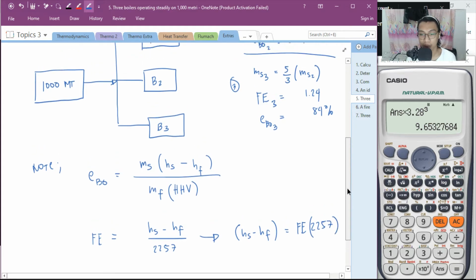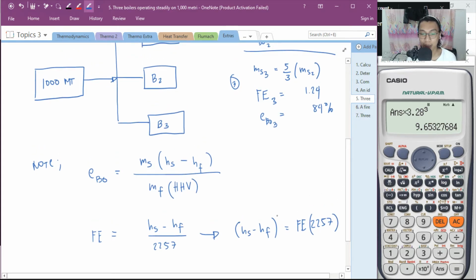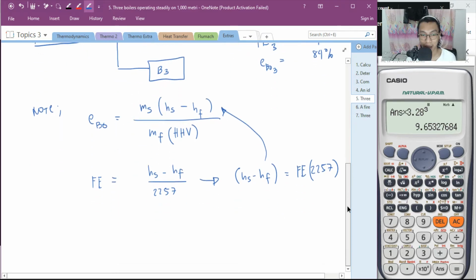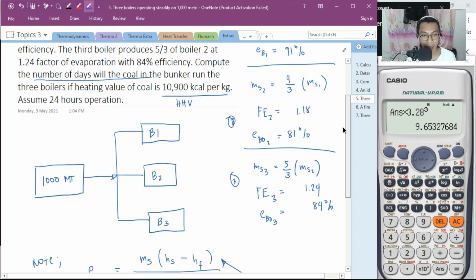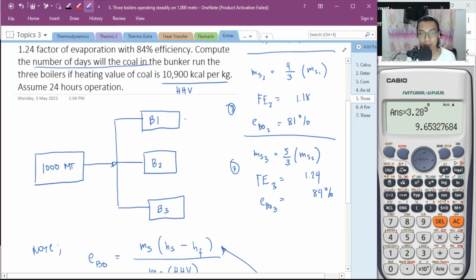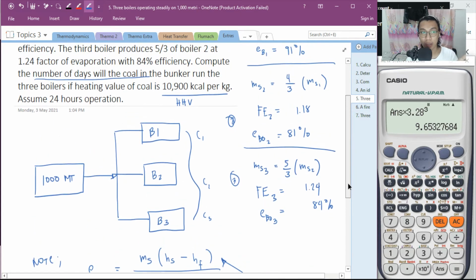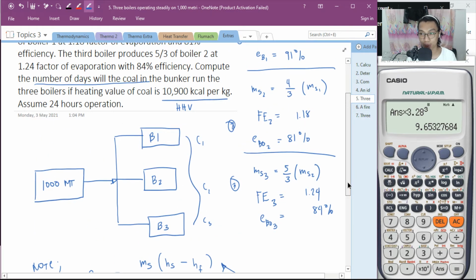Turuan ko kayo ng technique ha. And then itong value na 'to puwede mo ipasok dito para mahanap mo yung mass of the fuel consumption nung tagi-isang boiler. Now, for boiler 1, okay? Kukunin mo kasi yung total consumption nitong tatlo. May consumption ka ni 1, may consumption ka ni 2, may consumption ka ni 3. Yung dami ng magagamit nilang coal in 24 hours operation, okay?